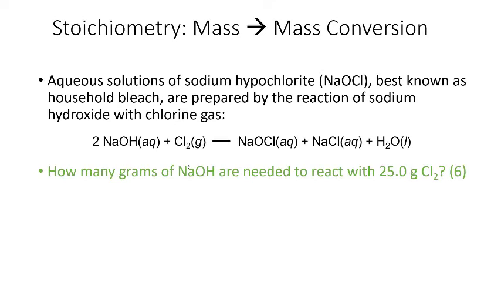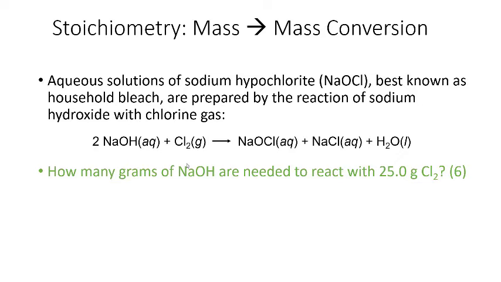All right, so let's move on to a little more complex problem. Aqueous solutions of sodium hypochlorite, which is NaOCl, best known as household bleach, are prepared by the reaction of sodium hydroxide with chlorine gas. And we have the chemical equation provided down here below. How many grams of NaOH are needed to react with 25.0 grams of Cl2 gas?